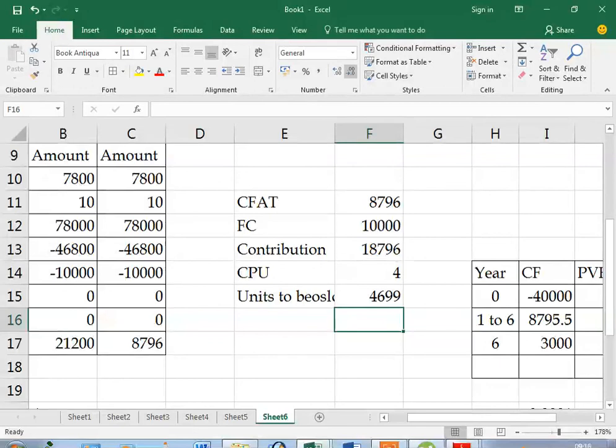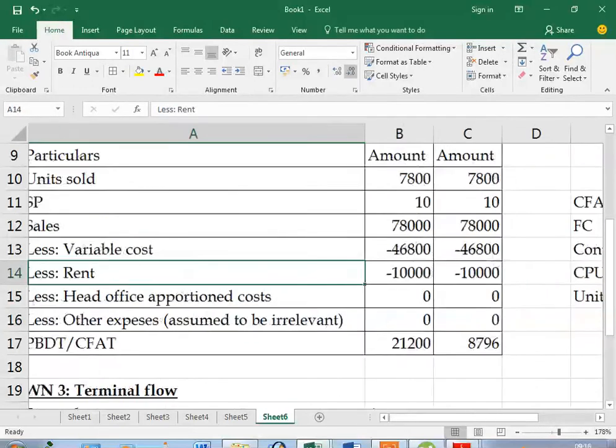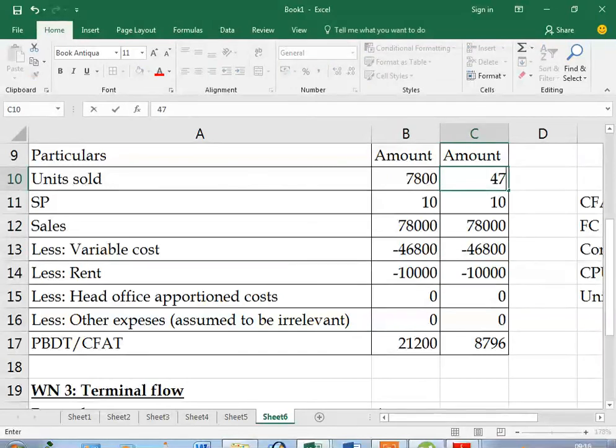if I sell 4,700 units, that's more than enough for me. 4,700 units will take care of 8796. It turns out to be 8,800, that's a rounding off part. 4,700 units is the minimum volume required for me to justify this project. So minimum volume of sales is the level at which NPV is going to be 0. So you can complete this.